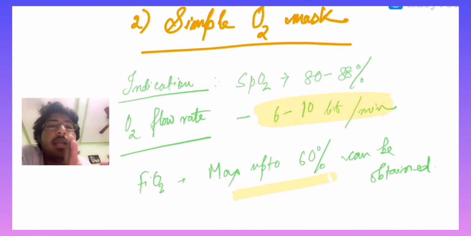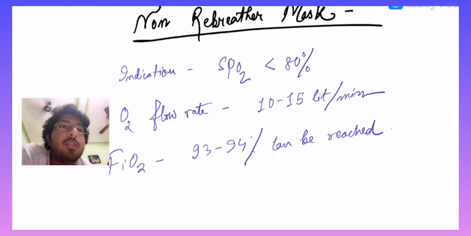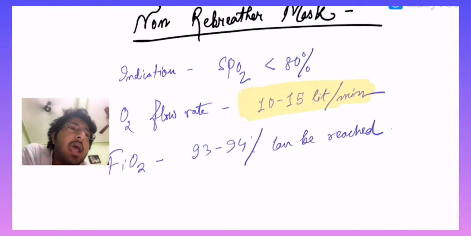And in case of severe respiratory distress, even in corona patients or in emphysema or COPD, we can put the patient on the non-rebreather mask, the indication of which is below 80% SpO2. Oxygen flow rate should be 10 to 15 liters per minute. Again, I am saying that it can be controlled, and it should be controlled according to the patient's oxygen level. And FiO2 can be increased up to 93 to 94%.